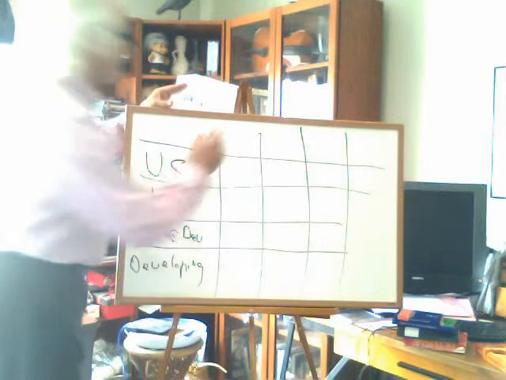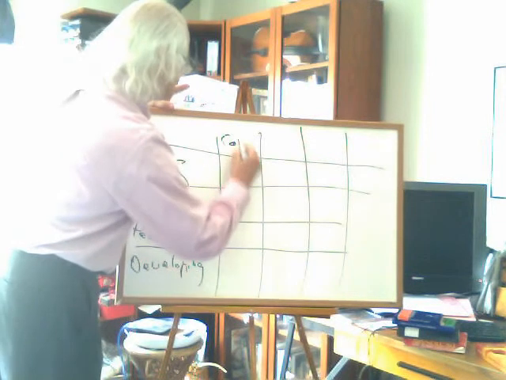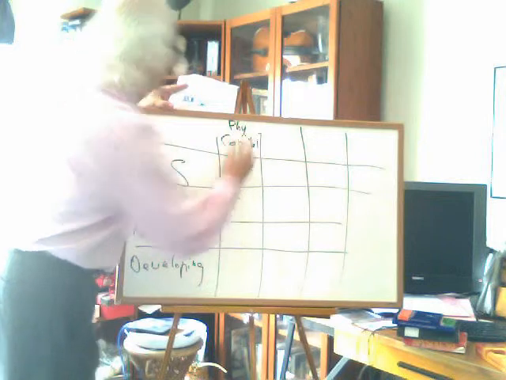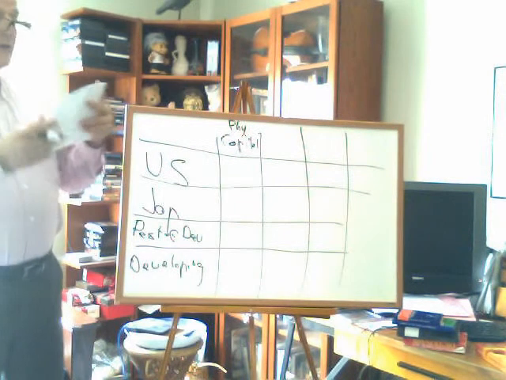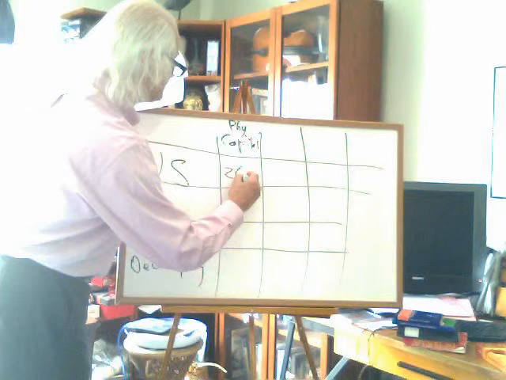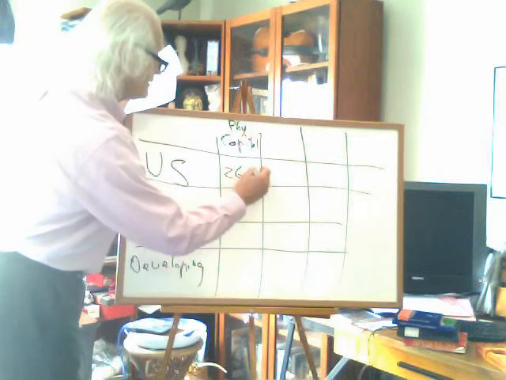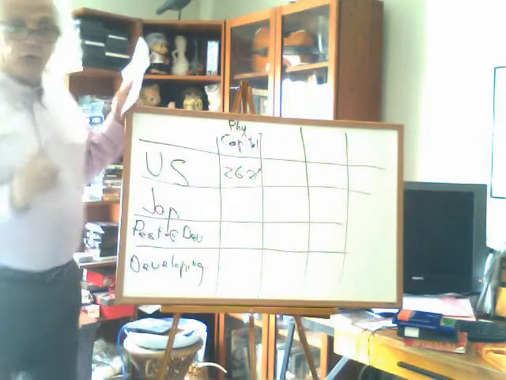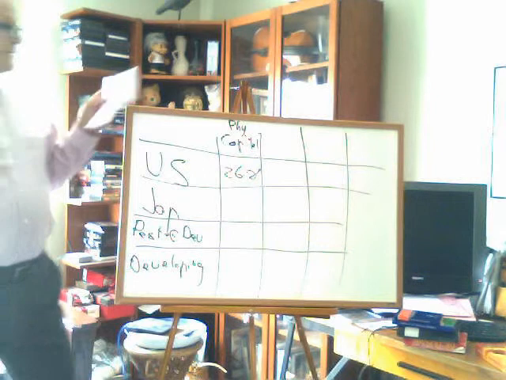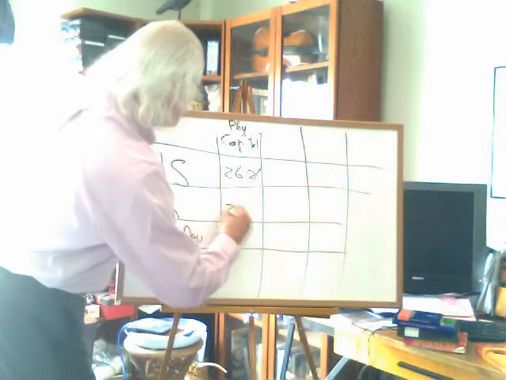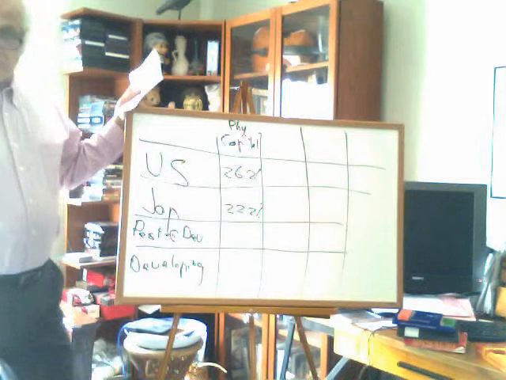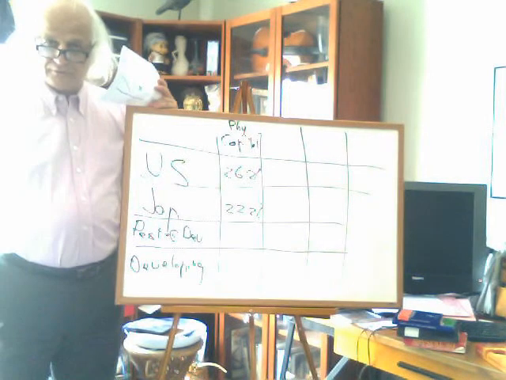If you look, for example, at this, which is physical capital, you'll find out that the United States has 26.2% of all the physical capital in the world. Japan has 22.2% of all the physical capital in the world.